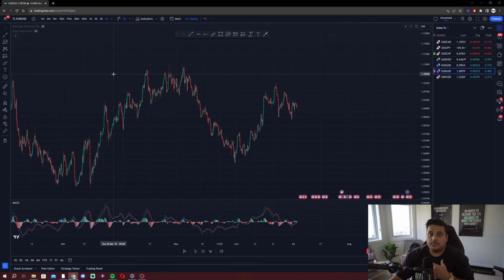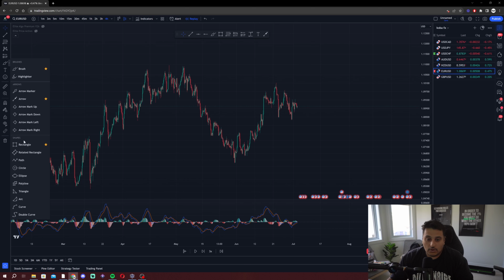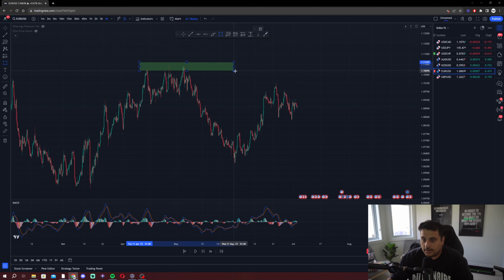Okay, so drawing up supply and demand levels, for those of you guys who don't know what it is, it's extremely easy. A supply level is an area where there is a likely chance that the price might fall because it's done so in the past. So for example, over here, if we were to use our box tool, we can see that every single time the price came up this high, it fell back down. So this right here would be considered a supply zone, okay?